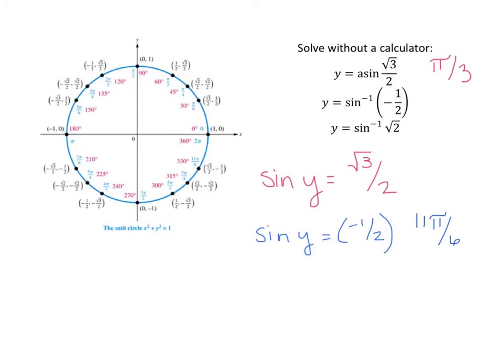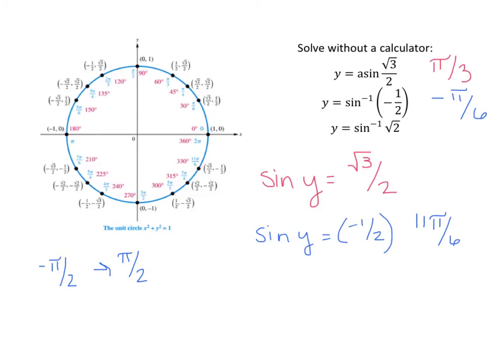The problem is I don't get to use 11 pi over 6. My value needs to be in between negative pi over 2 and positive pi over 2. So 11 pi over 6, if I look at it backwards, it's really negative pi over 6. Remember, they're the same thing, but 11 pi over 6 goes all the way to here, whereas negative pi over 6 goes there.